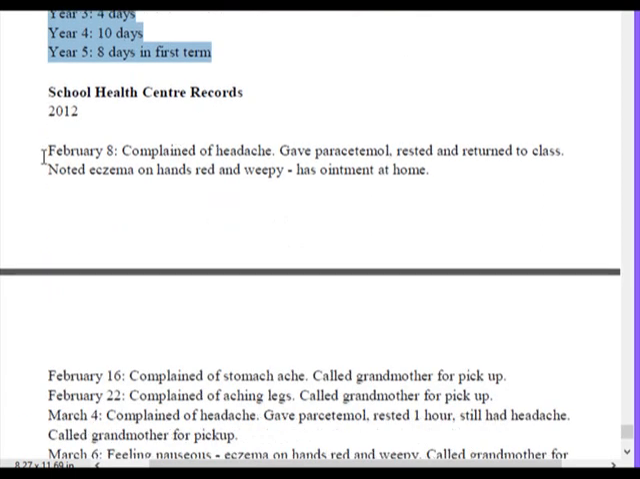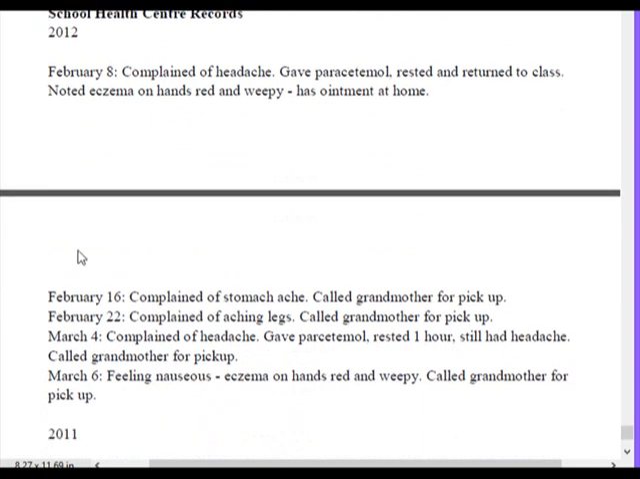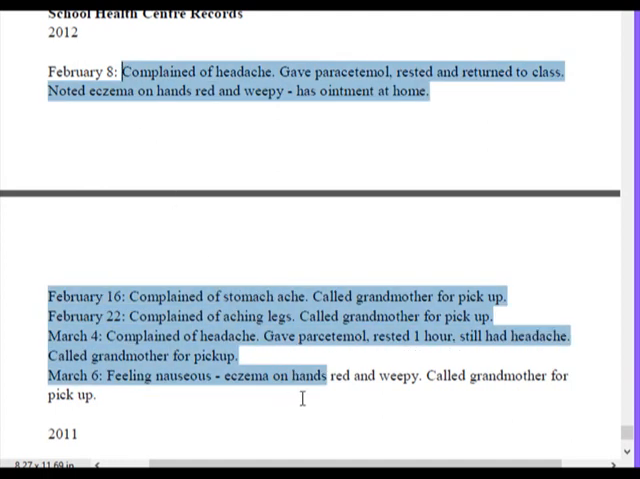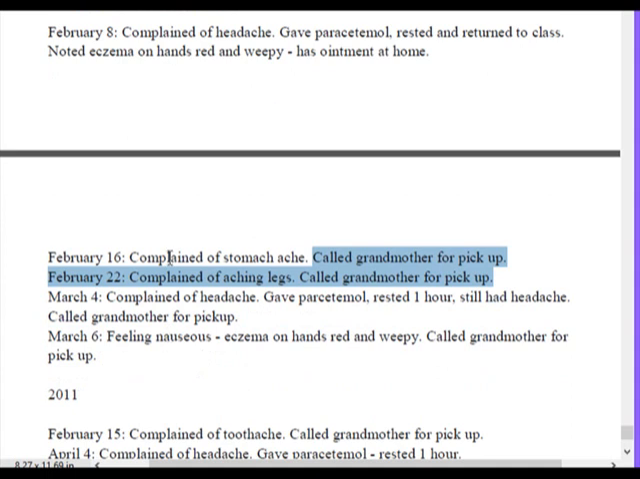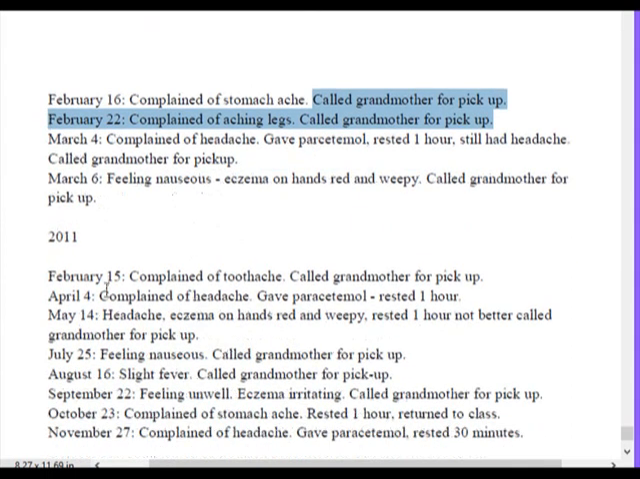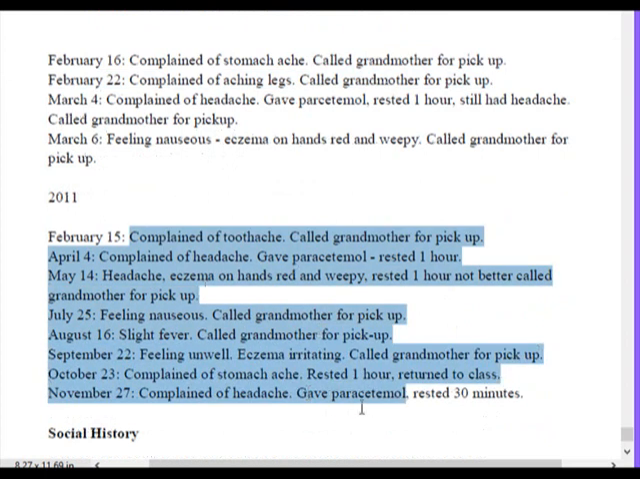School Health Center records 2012, February 8. So there are many different problems that she faced on different dates in 2012. I don't want you to concentrate on this and write a lengthy detailed explanation here, but just write the things which she faced. Okay, she usually complained of this, and her grandmother would come to pick her up. So these things, write it in your own words, and that should not be more than 2 sentences. So in 2012 she faced these things, and in 2011 also she was facing the same things.